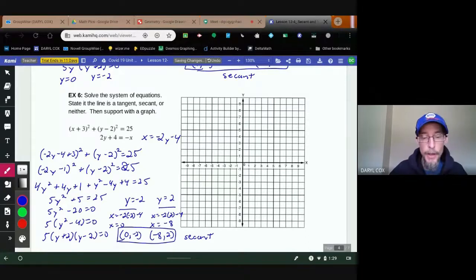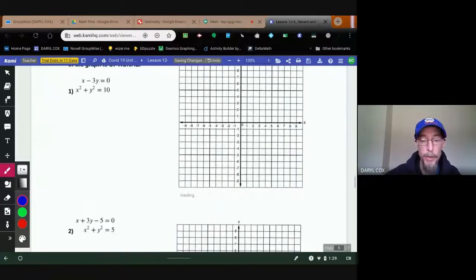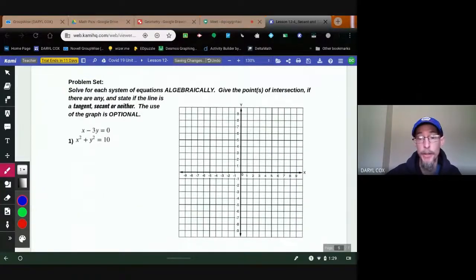Okay. And we could go through and graph that real quickly just to illustrate all of that. I'm not really interested in that. If you want to graph things, you can. But for the homework, I did put homework on here. In fact, the rest of this page is your homework. And notice I did put graphs on there. The graphs are optional to use.